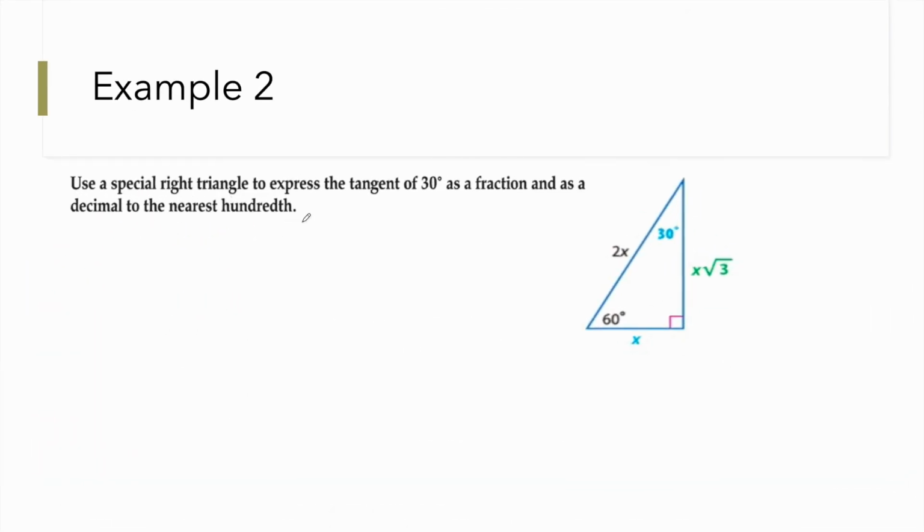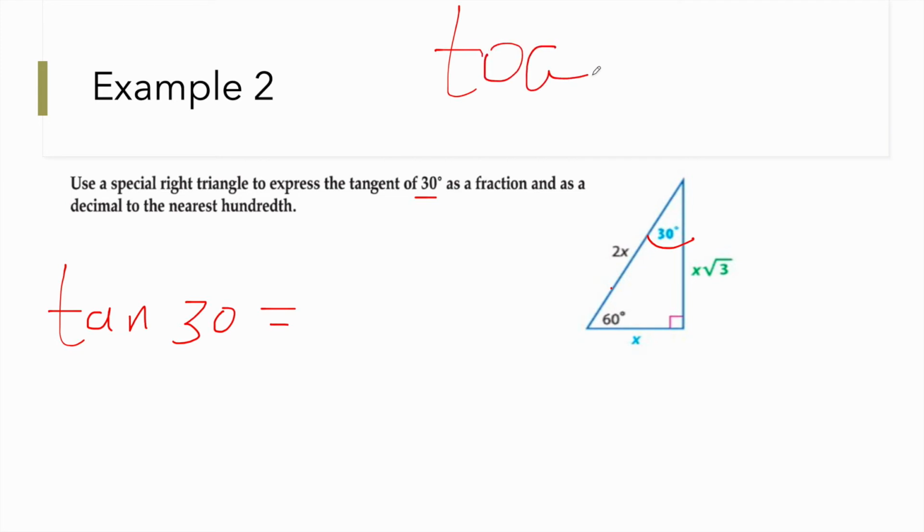Now let's look at this one. Remember, we did our special triangle. So they say use a special triangle to express tangent 30 as a fraction and as a decimal. So let's go. They said tan 30. Tan is what? It's opposite over adjacent. So it will be x divided by x root 3. Our answer will be, x will cancel, 1 over root 3.